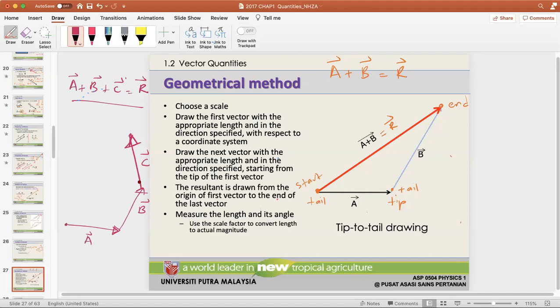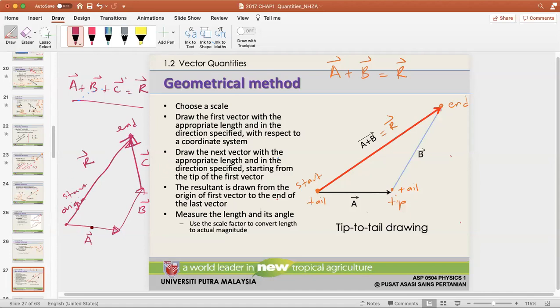Yes, from the tip of A to the tip of C. Yes, right. But which end? Start the tail from A, the origin, to the tip of C. Okay, right. So it's from the origin to the end. Remember, origin or the start to the end. We call it start or origin. So, like that. That is your resultant.